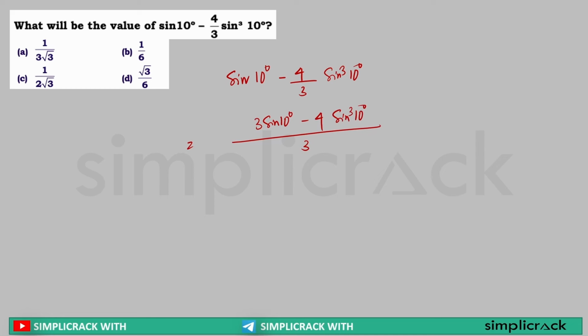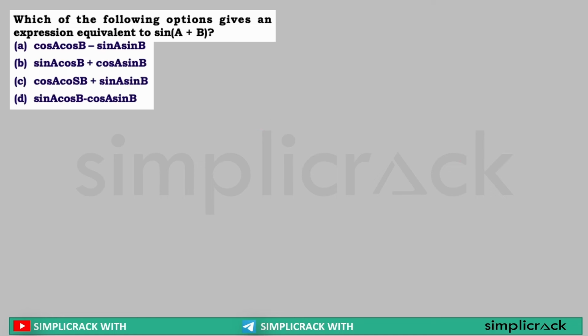Yes or no, sir? Yes, sir. Now 3 sin 10 degree minus 4 sin cube 10 degree is equal to sin 3 theta, that is sin of 3 into 10, that is sin 30 degree, divided by 3. Sin 30 degree is equal to 1 by 2 divided by 3. This can be written as 1 by 6. Answer option B. Clear as it is. Simple as it is. That's all. I do not need to do anything else about this particular question. Sorted? Yes or no?